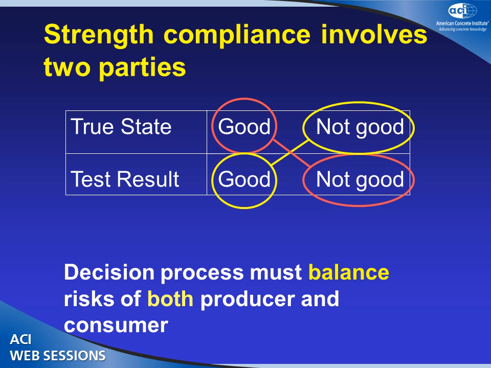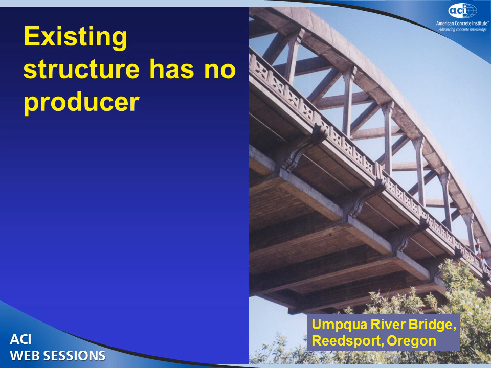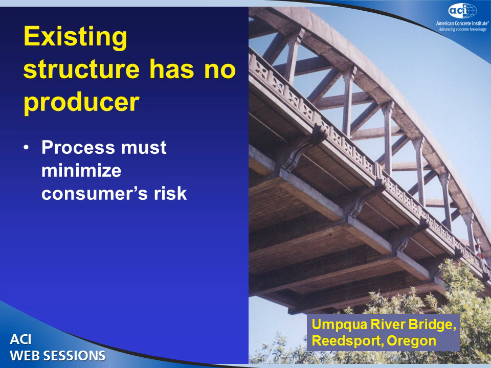If we look at an existing structure, and this is the Umpqua River Bridge in Oregon, built in the midst of the Great Depression, the ready-mix producer is no longer there. So realize that an engineer's assessment of the in-place strength should be trying to minimize the consumer's risk.